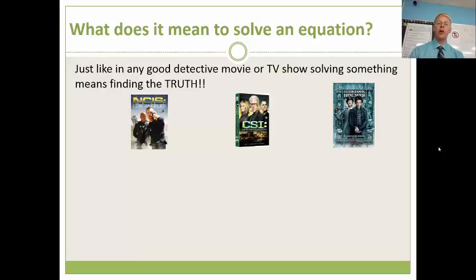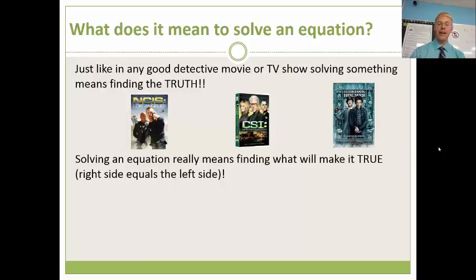And when they're trying to solve a mystery or solve a crime, what they're really doing is looking for the truth, right? Can you handle the truth? According to A Few Good Men, you can't handle the truth. But what it really means is solving an equation means finding something that will make that equation true. Finding a value that we can put into the equation that will make the left-hand side equal the right-hand side. That's what it means for an equation to be true.